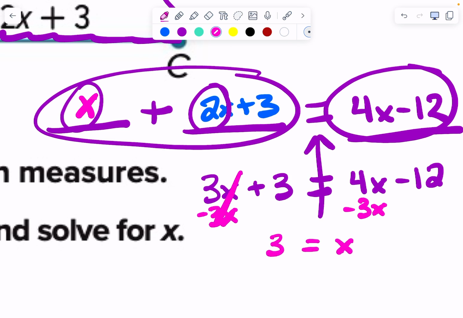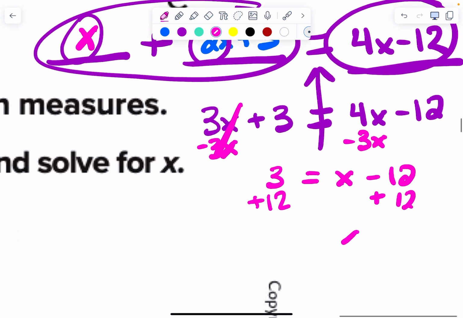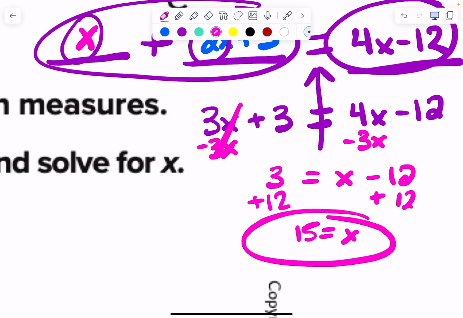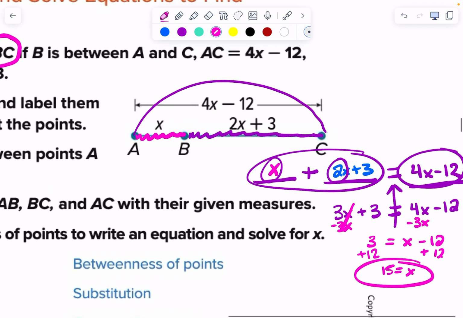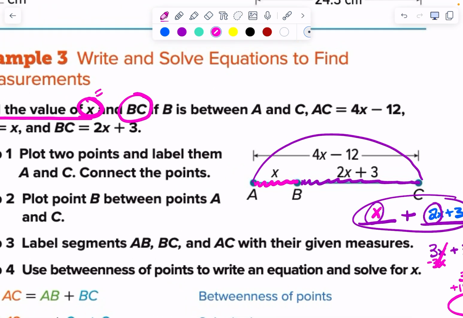3 equals x minus 12. Then let's add the 12 over. If you do that in the same step, good for you. You sure can. X equals 15. Are we done? No. BC. Plug it back in. We're done with the x part. X is 15, so x equals 15.